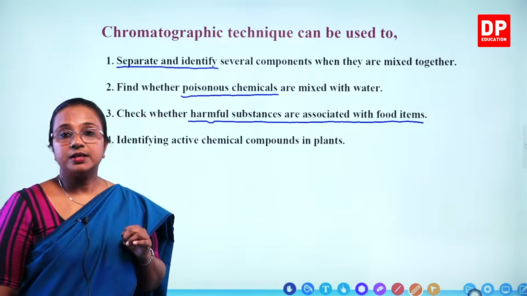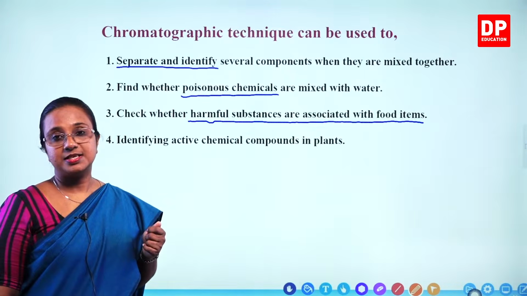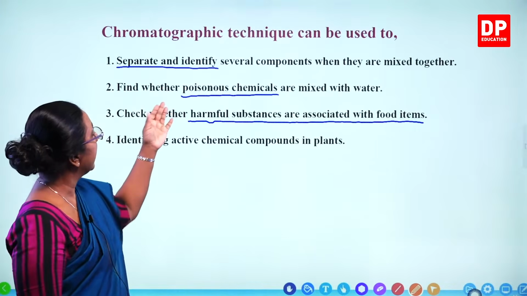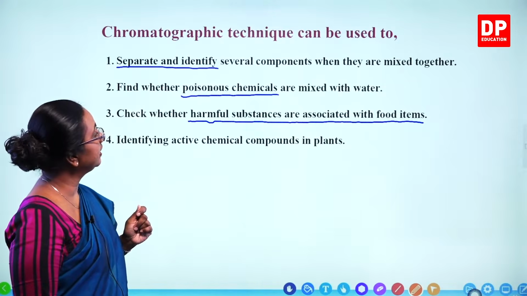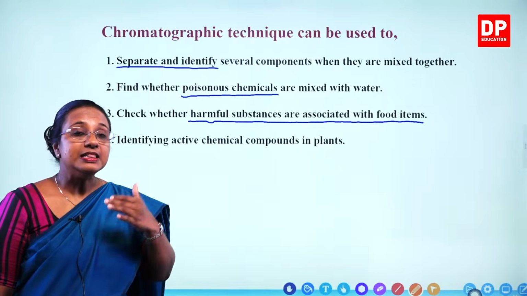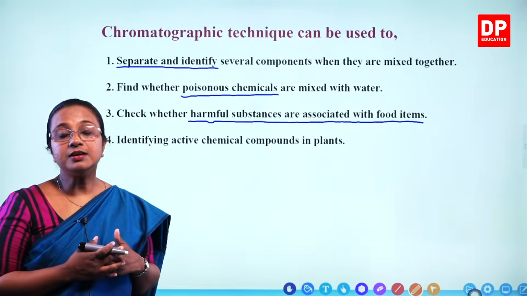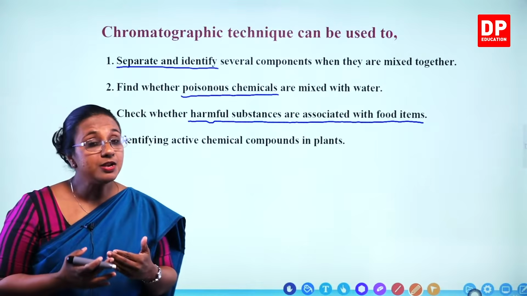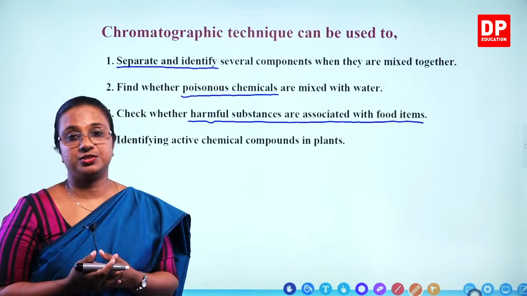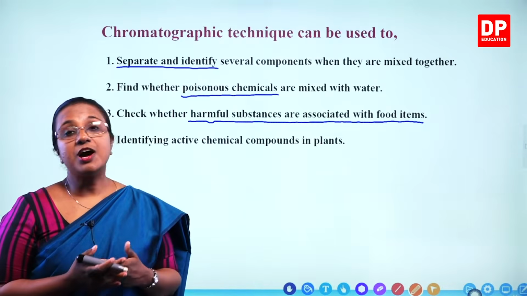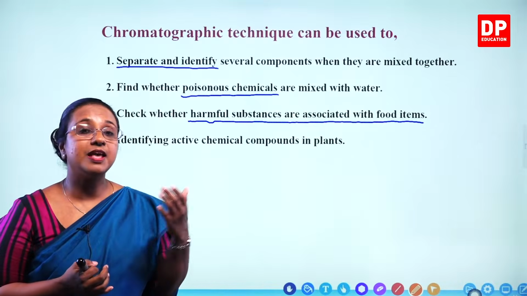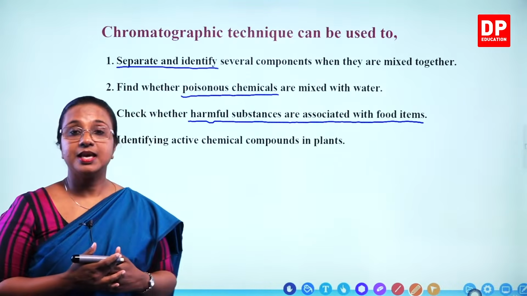When we have water, if there are components present in it, we can take that as the sample and do a chromatographic technique. If there are poisonous substances, then they will separate out on the chromatography paper. As I told you before, there are many different types of chromatography, so using one of those techniques, we can directly identify if there are any poisonous chemicals.